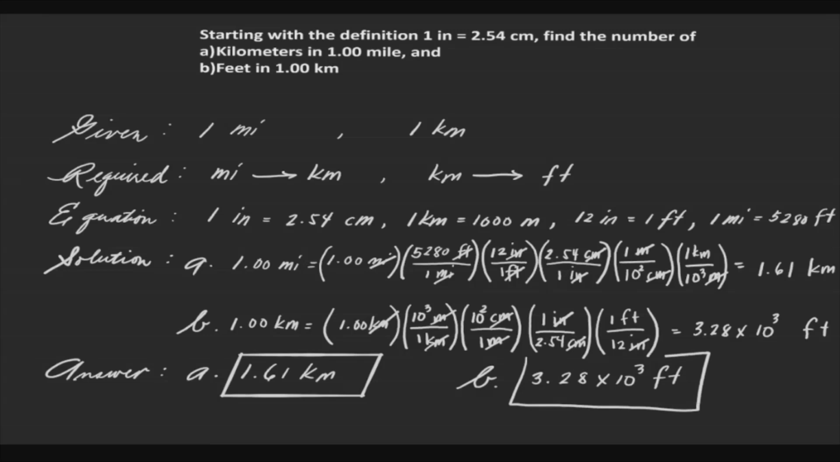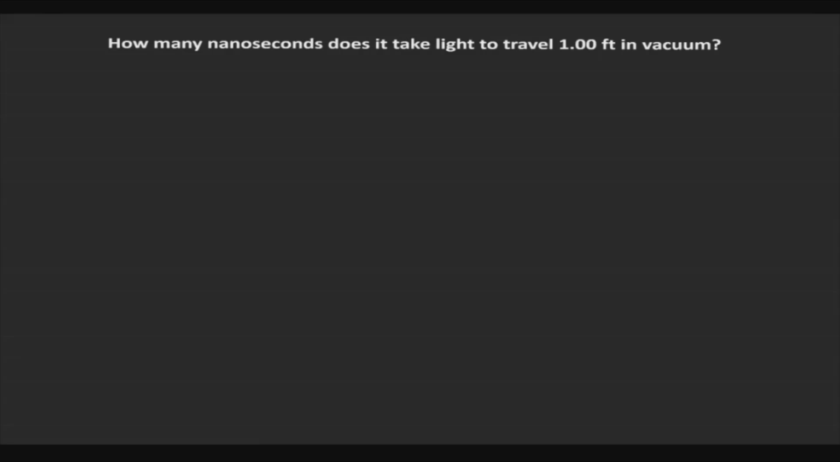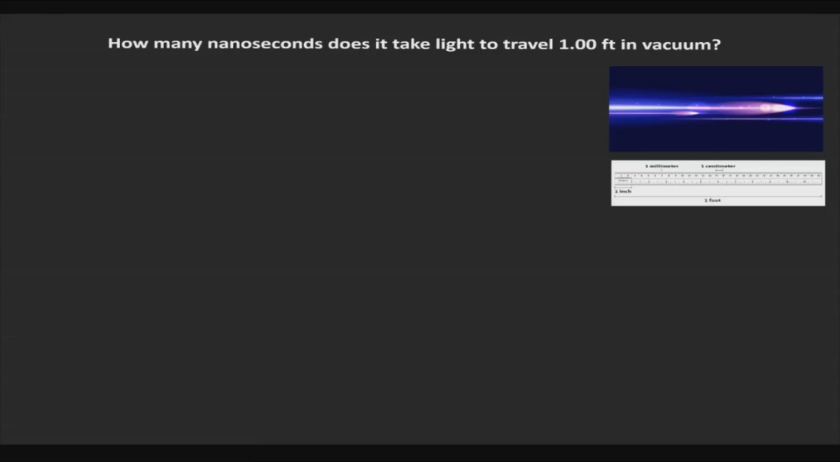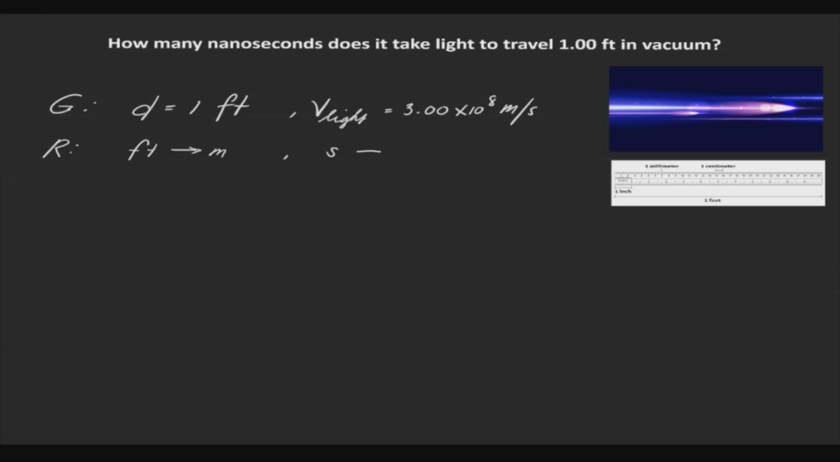Next problem, how many nanoseconds does it take light to travel 1 foot in vacuum? So we have here a picture of light traveling at a length of 1 ruler or 1 foot. Our given, we have the distance of 1 foot. Also, we have to take note that the speed of light is equal to 3.00 times 10 to the power of 8 meters per second. We are required to convert feet to meters and seconds to nanoseconds.